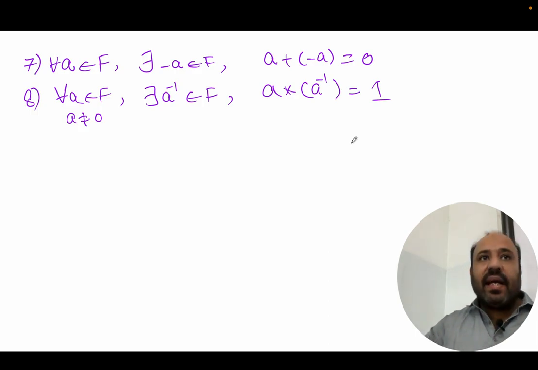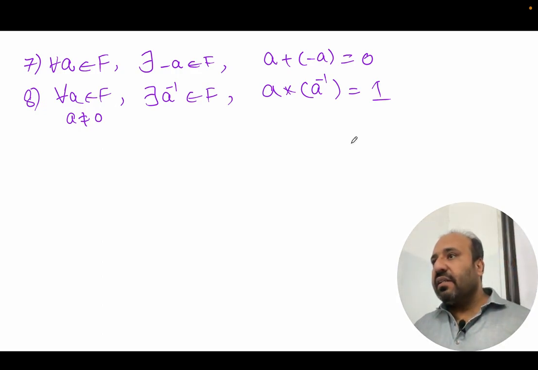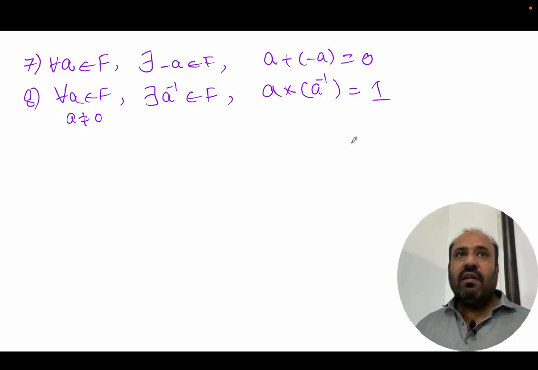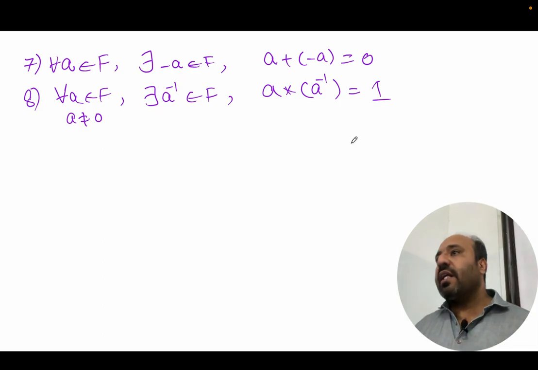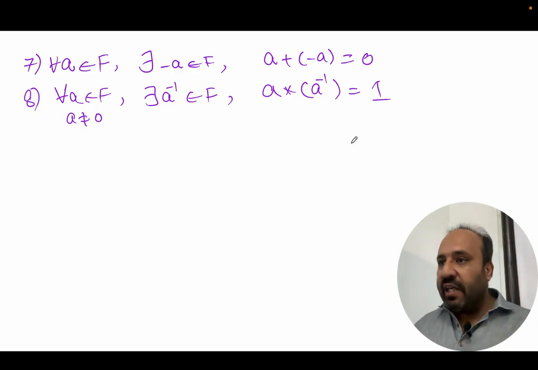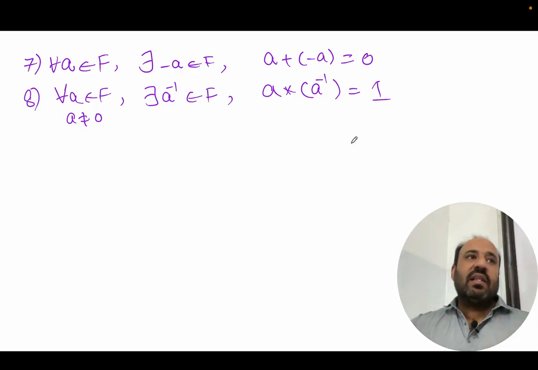If these 8 properties are there in any set, or you can make them appear in any set, you define your operator plus, you define your operator star in a way that these properties start holding in a set, then that set is called a field, and the elements in that field are called scalars.